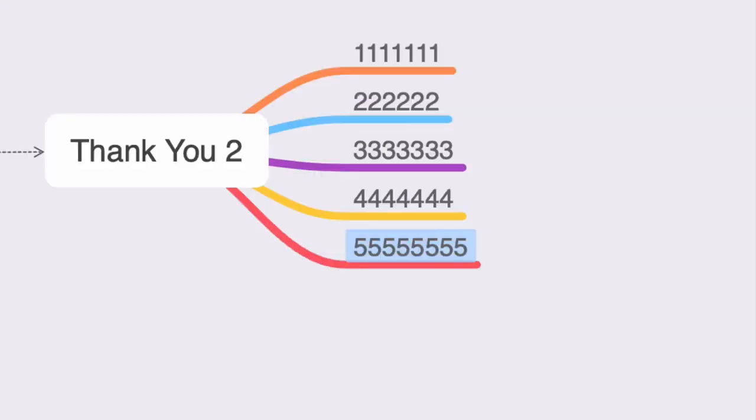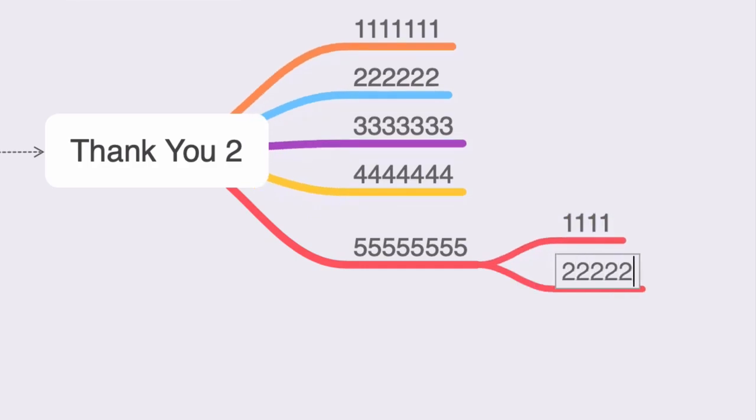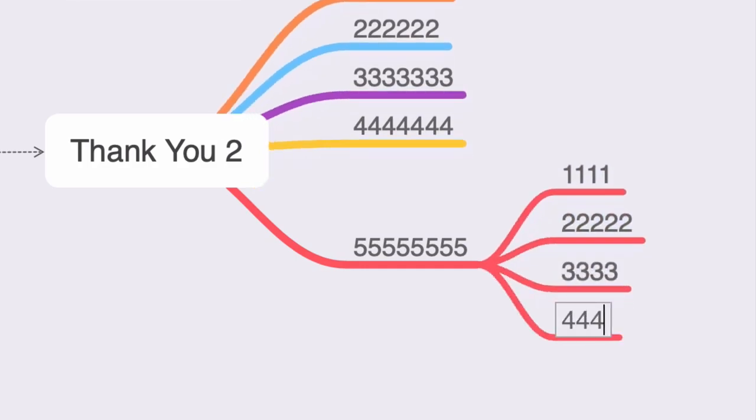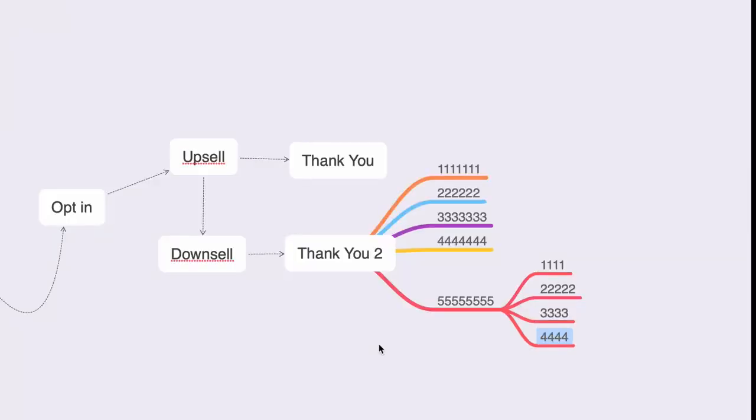Now if I hit the tab key again on branch number 5, watch what happens. The children of number 5 inherit the same color as the parent. So this enables you to create really nice visual mind maps. So you could actually use it as your main mind mapping tool if you wanted to.